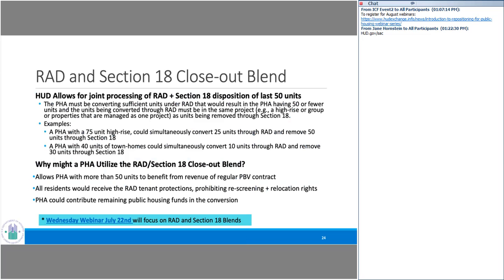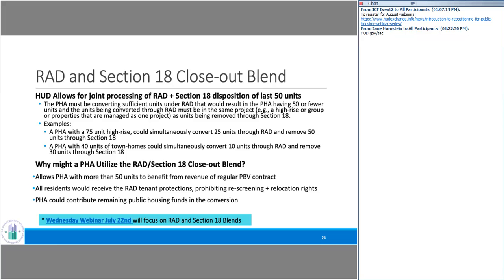So just real quickly, one of the things that we have created is what we call the RAD Section 18 closeout blend. This is where you would take any property where you want the last 50 units to be voucher programs to increase your rents, but it also allows you all the resident protections from RAD, and it allows you to bring public housing funding into the program. So we think that there's real value in looking at these blends.